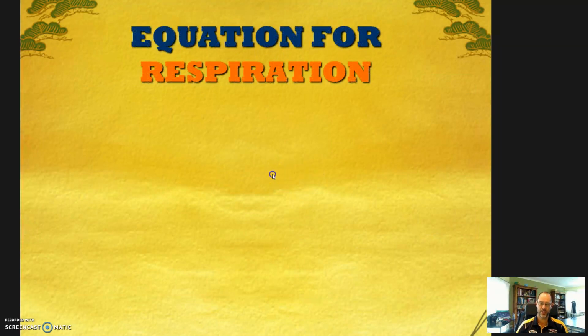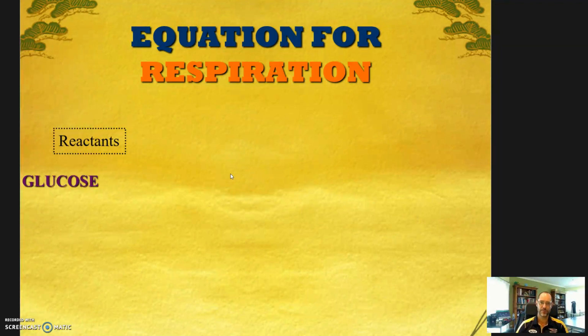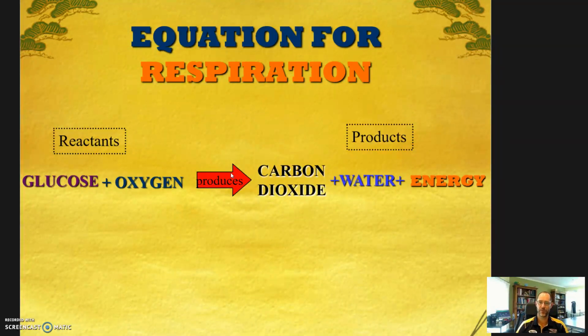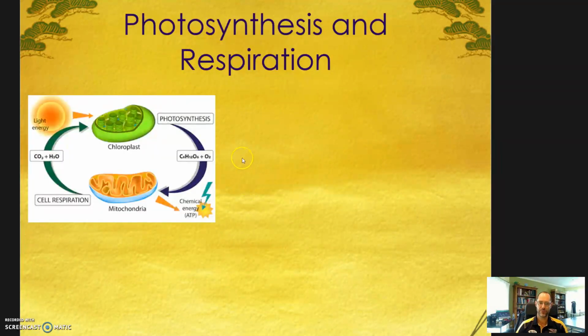So the word equation, again, pause the video and you need to write this into your workbooks. The reactants of the equation for respiration are glucose and oxygen, and that produces carbon dioxide gas, water, and energy. So the energy is obviously the energy we need for life, often called ATP, if you hear someone use that term, ATP. So remember our cellular structure.